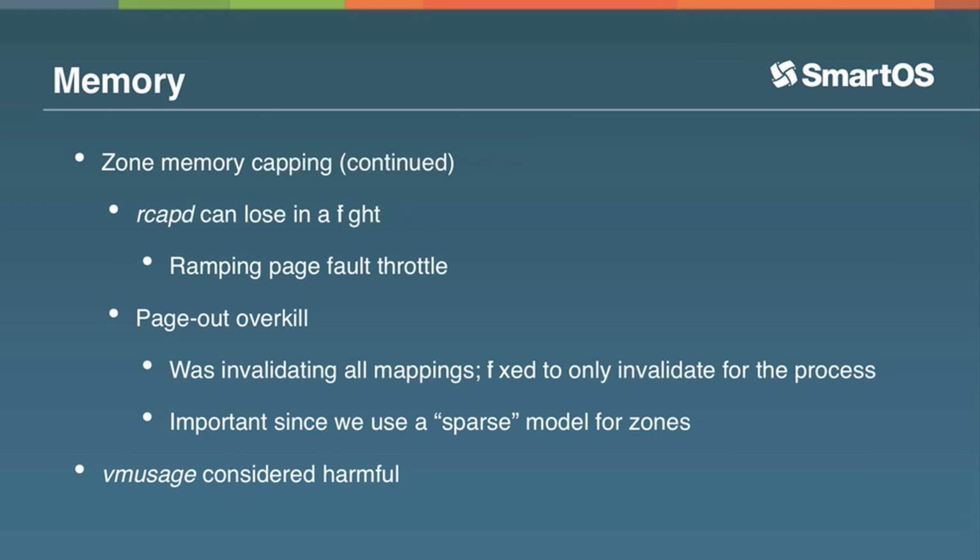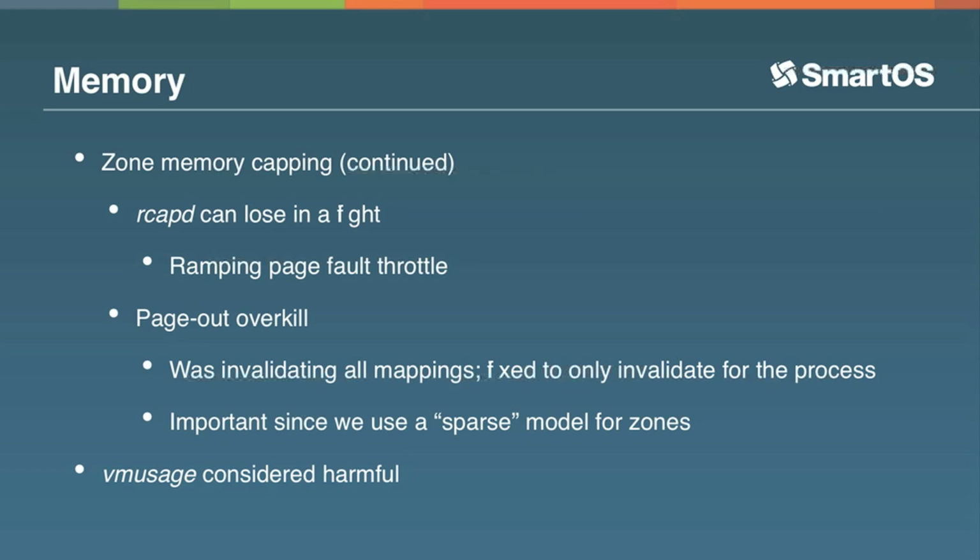The other thing I mentioned is that RCAP-D loses in a fight. That normally doesn't happen, but if you have a zone that's doing something pathological, or maybe somebody's trying to do a denial of service on the box, what can happen is if there's an application inside of a zone that's touching a lot of pages all the time, when we're trying to page those out, RCAP-D and that application can fight with each other, and RCAP-D never really makes any progress because the app is continually repaging in the pages again.